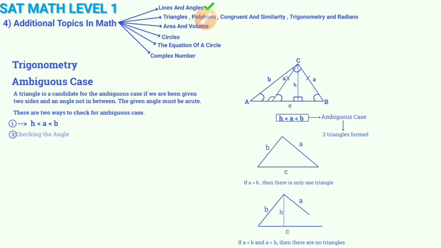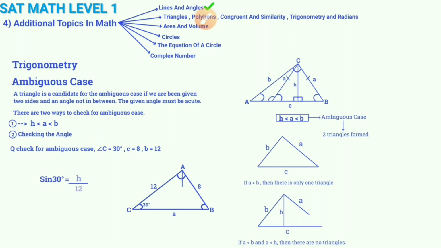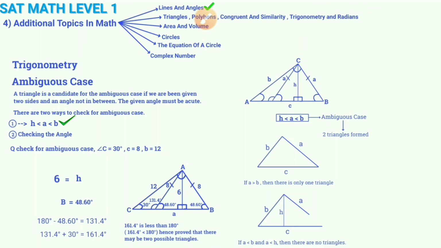There are two ways to check for ambiguous case. Number one, using this, and number two is checking the angle. Check for the ambiguous case, this one. Okay. So how to find it out? Okay, and there you go. 164.4 is less than 180, hence proving that there may be two possible triangles.